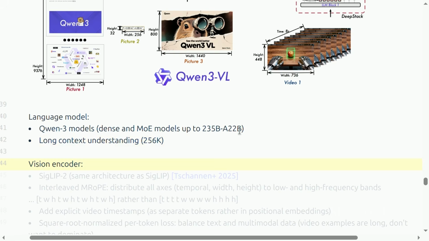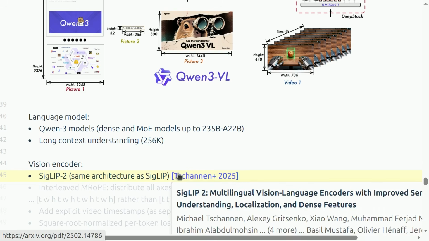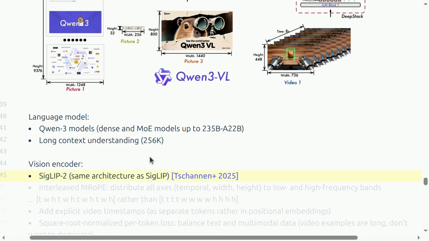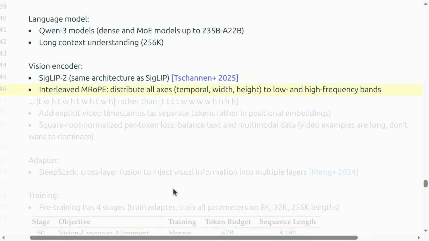Let's talk about the vision encoder. So they use SigLIP 2, which is basically an improved version of SigLIP. It's actually an identical architecture. It's designed to be backward compatible. And then they improved their RoPE.